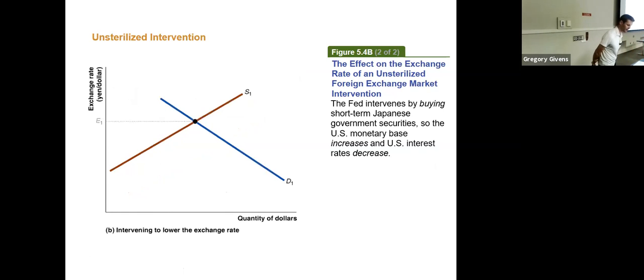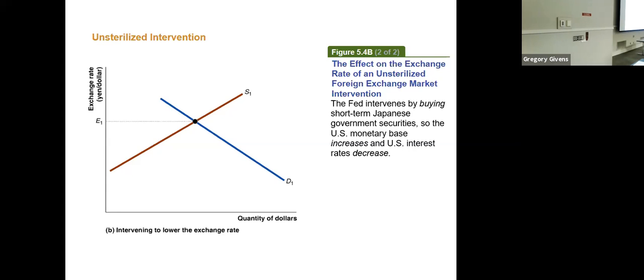Let's do another example here. We'll do the exact opposite example. But again, you already know the answer, but I want you to talk me through the steps, okay? The Fed intervenes in the foreign exchange market by buying short-term Japanese securities. How does this foreign exchange intervention affect the US yen exchange rate?